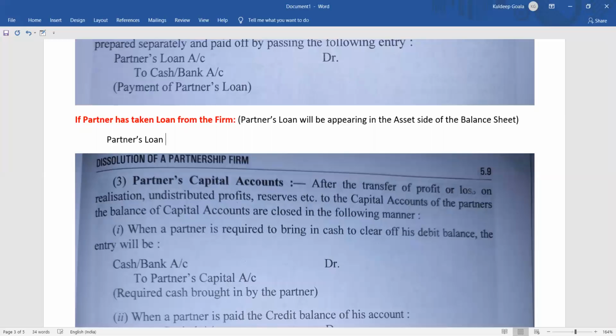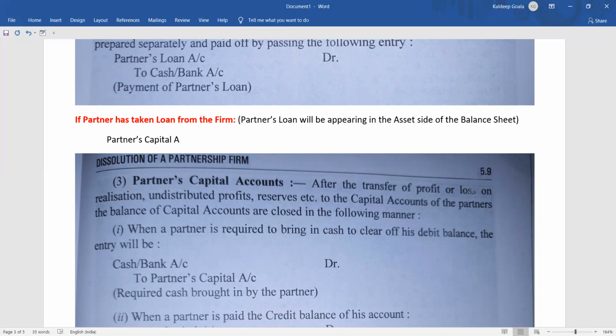Partners loan हमारा एसेट था, right? So yes, partners loan was our asset. So partners loan will be credited and closed, and what will happen? We'll take the money from capital. So partners capital से लेंगे तो क्या होगा? Capital कम जाएगा, है ना?